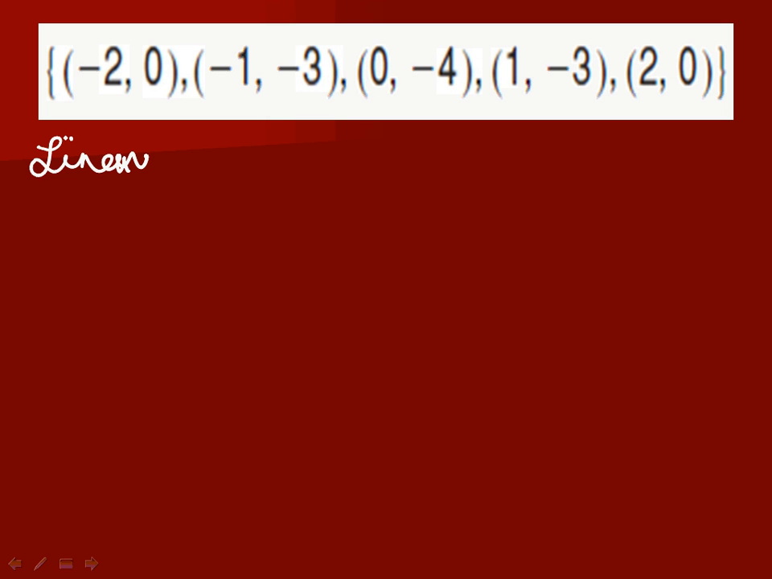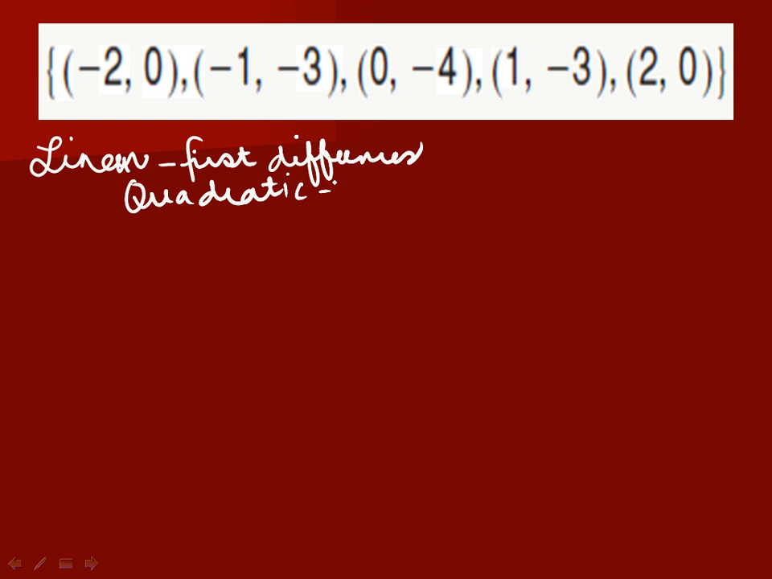If it's linear, then what will be the same? Common differences. Your first differences will be the same. For quadratic, what will happen? Second differences. Quadratic: second differences are the same.